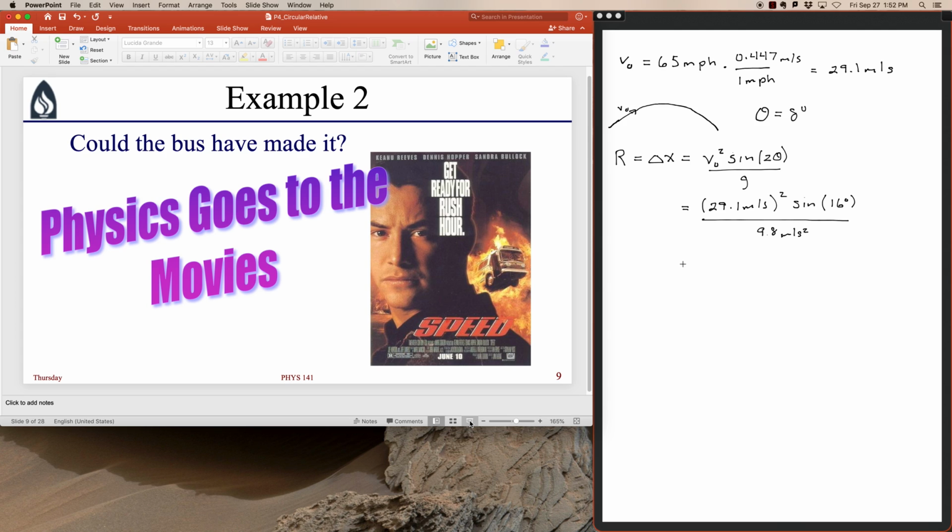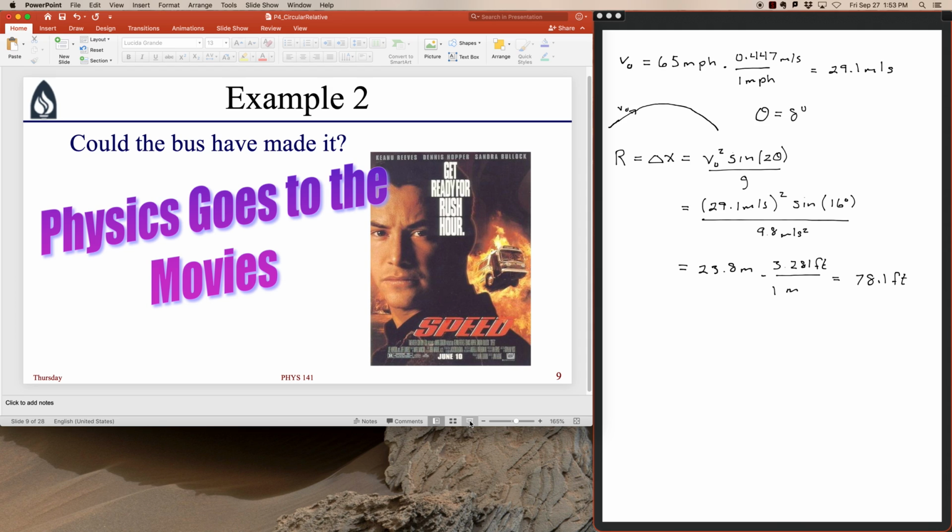So we get a range, or a delta x, of 23.8 meters. That would be the distance traveled in the horizontal direction by the bus. If I'm going to compare this with the 50-foot gap, I should change the meters back to feet. So 1 meter is the same as 3.281 feet. That gives me a range of 78.1 feet. So it looks like, according to our calculation anyway, that the bus could have made this jump or this leap across the gap.